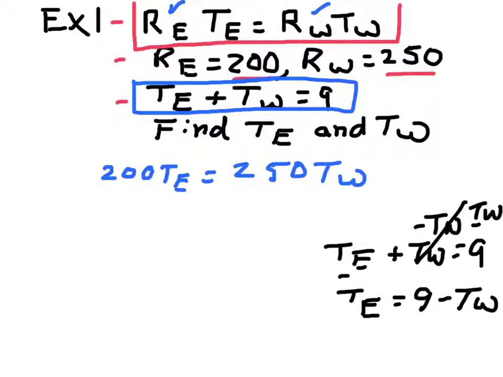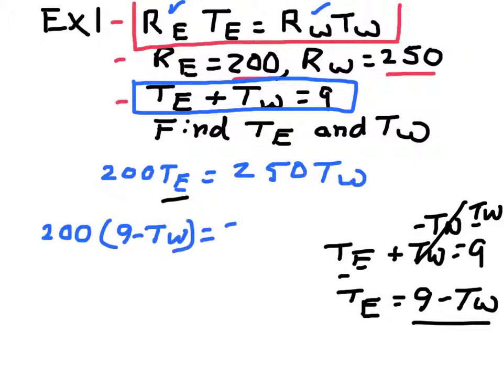So I kind of know what TE is now. I can put this in right there. So I have 200 times whatever TE is. Well, TE is 9 minus TW, and it's a couple of terms, so I put it in parentheses, and that's equal to 250 TW. Now I have an equation that just has one variable, TW, and I can solve that.